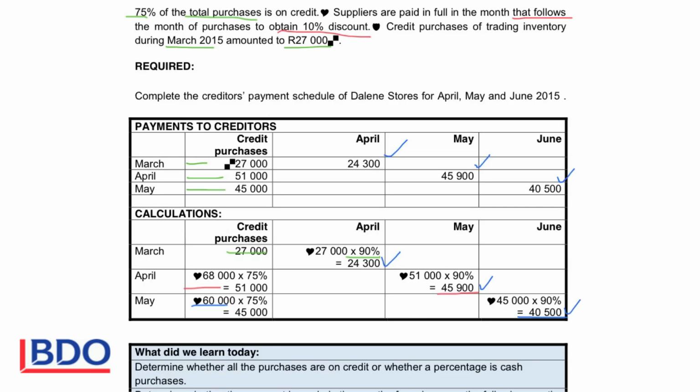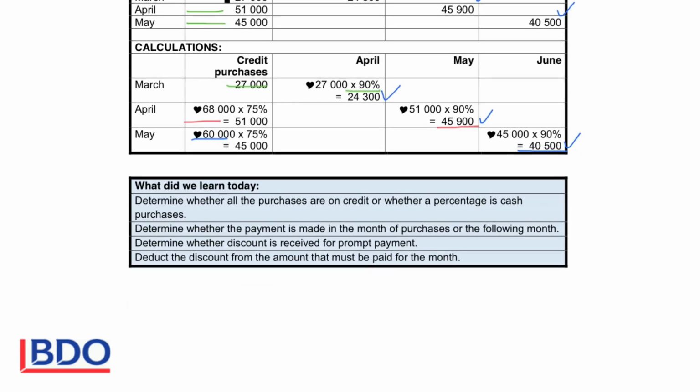What did we learn today? When you buy goods on credit, you have to determine whether the total purchases is given or whether they give us the cash purchases or the credit purchases. Depending on which amount is given, you must calculate what is the total credit purchases. Then you must read very carefully to determine when payment will be made. Will it be in the same month or will it be in the month following the purchases?